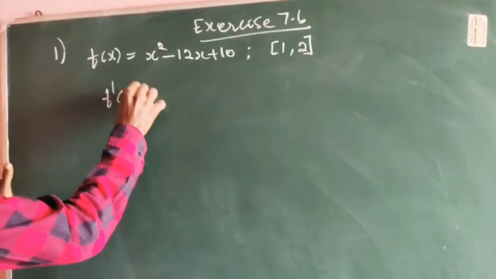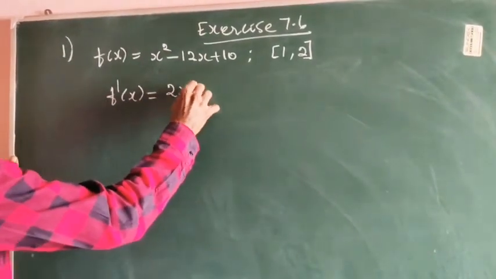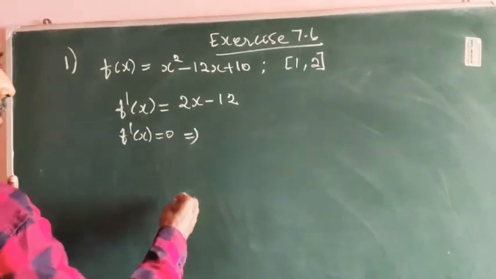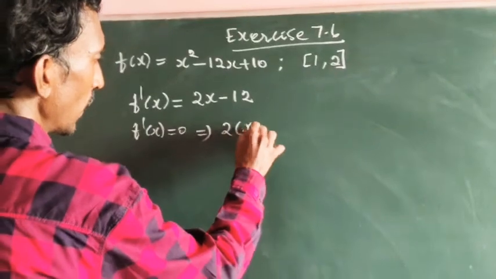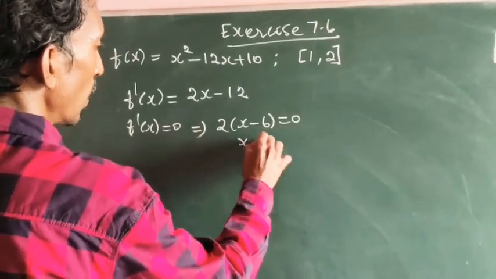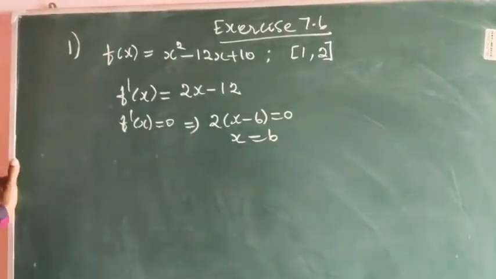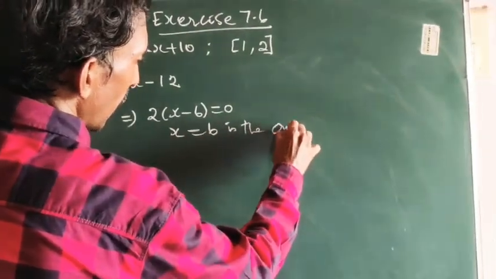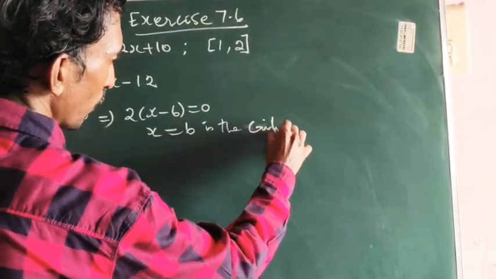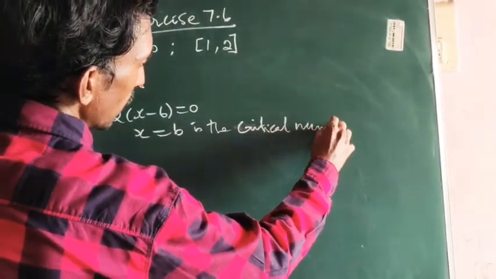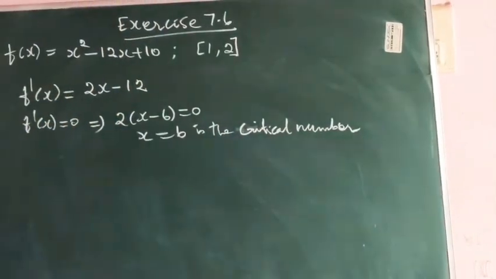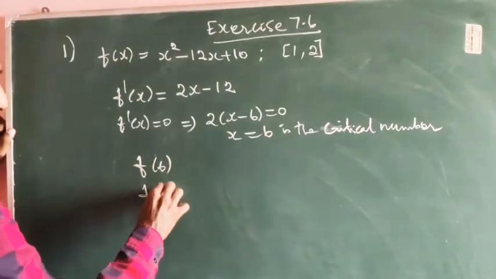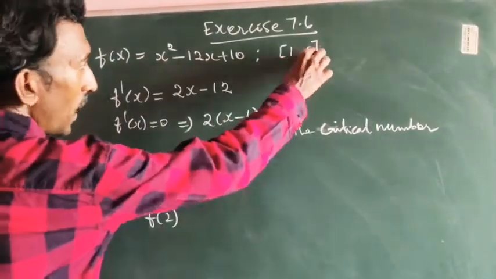Find out the first derivative, 2x minus 12. So f dash of x equal to 0, which implies 2 into x minus 6 equal to 0, x equal to 6. It is the critical number. Already told you, find out the corresponding f value. So find out f of 6, f of 1, f of 2, the lower limit and the upper limit.